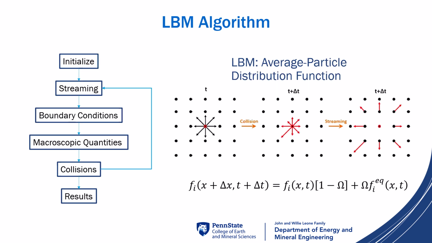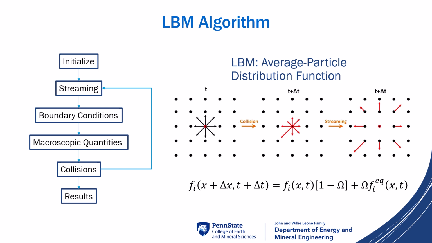The LBM algorithm starts with initializing the simulation domain. This means defining a discrete lattice such as D2Q9 or D3Q19. Initial values are assigned for the distribution function as well as the macroscopic quantities like density and velocity at each node. For these, the equilibrium distribution functions are calculated. The simulation then progresses in a loop of discrete time steps.